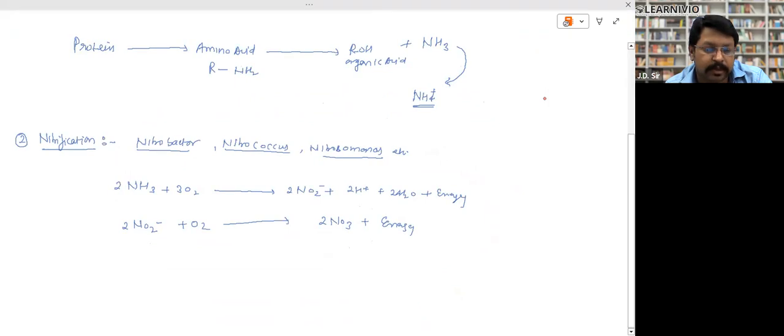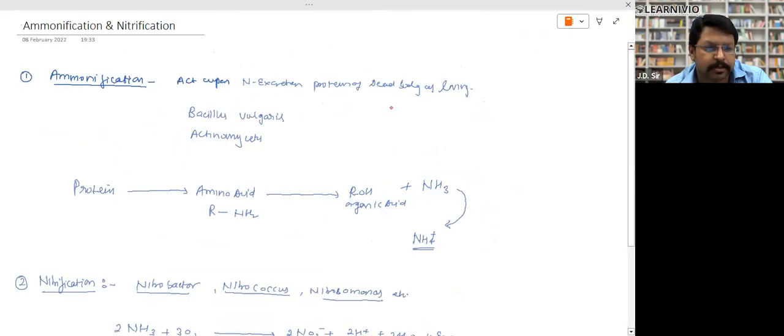Now there is one more reaction that is called ammonification. It's not that much important, but still, look, how does this ammonia get fixed? Ammonification is the process that acts upon nitrogen excretion and the dead body of the living. They convert the dead part of the living organism, and from their dead part they produce ammonia, right?